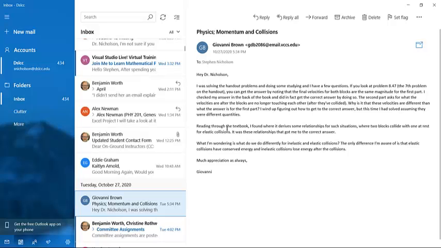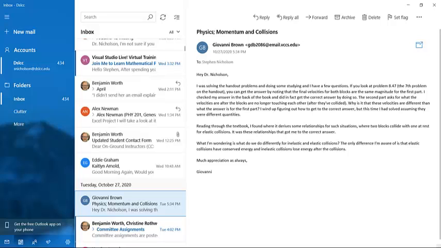Reading through the textbook, I found where it derives some relations for situations where two blocks collide with one at rest for elastic collisions. It was these relations that got me the correct answer. What I'm wondering is what we would do differently for inelastic and elastic collisions.